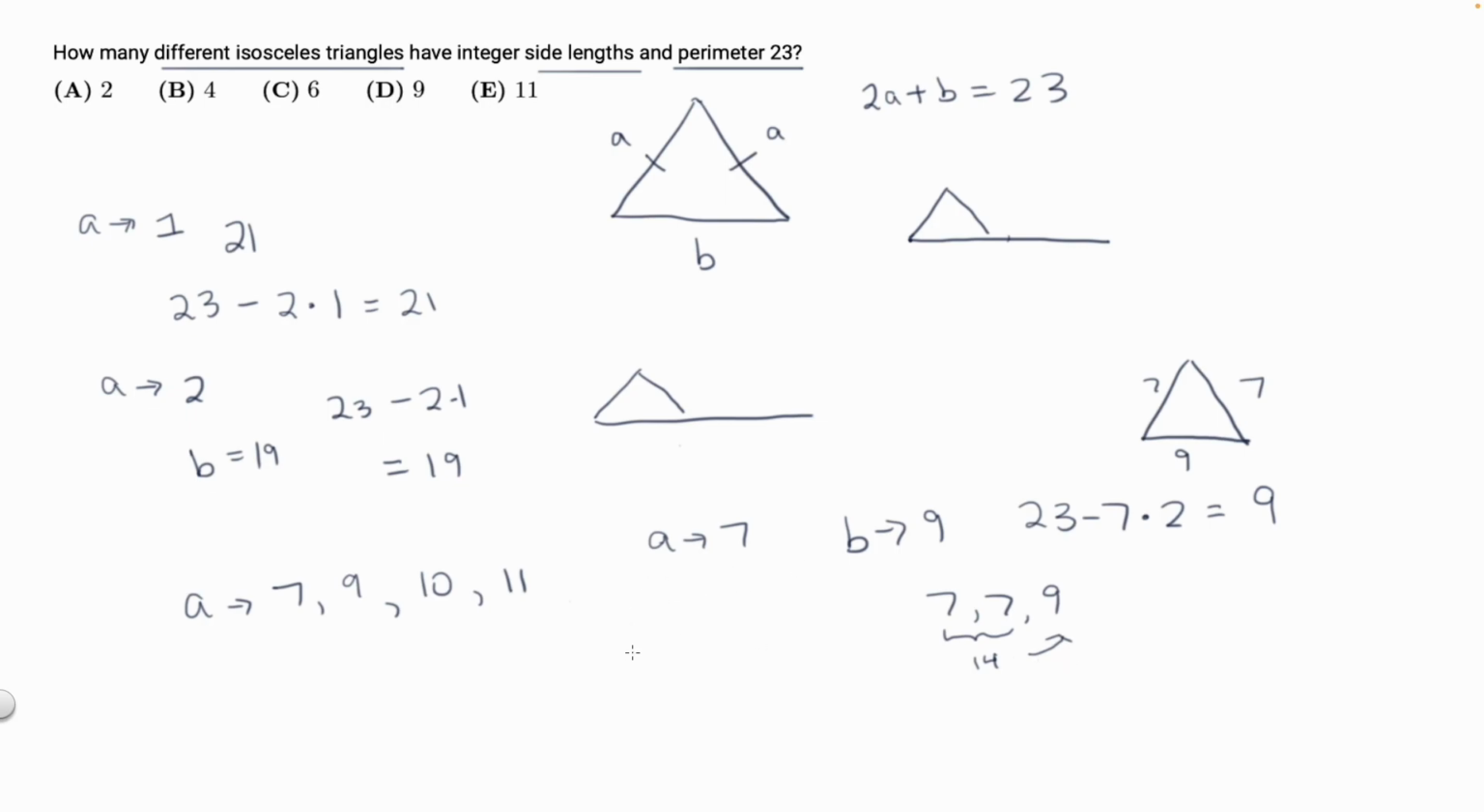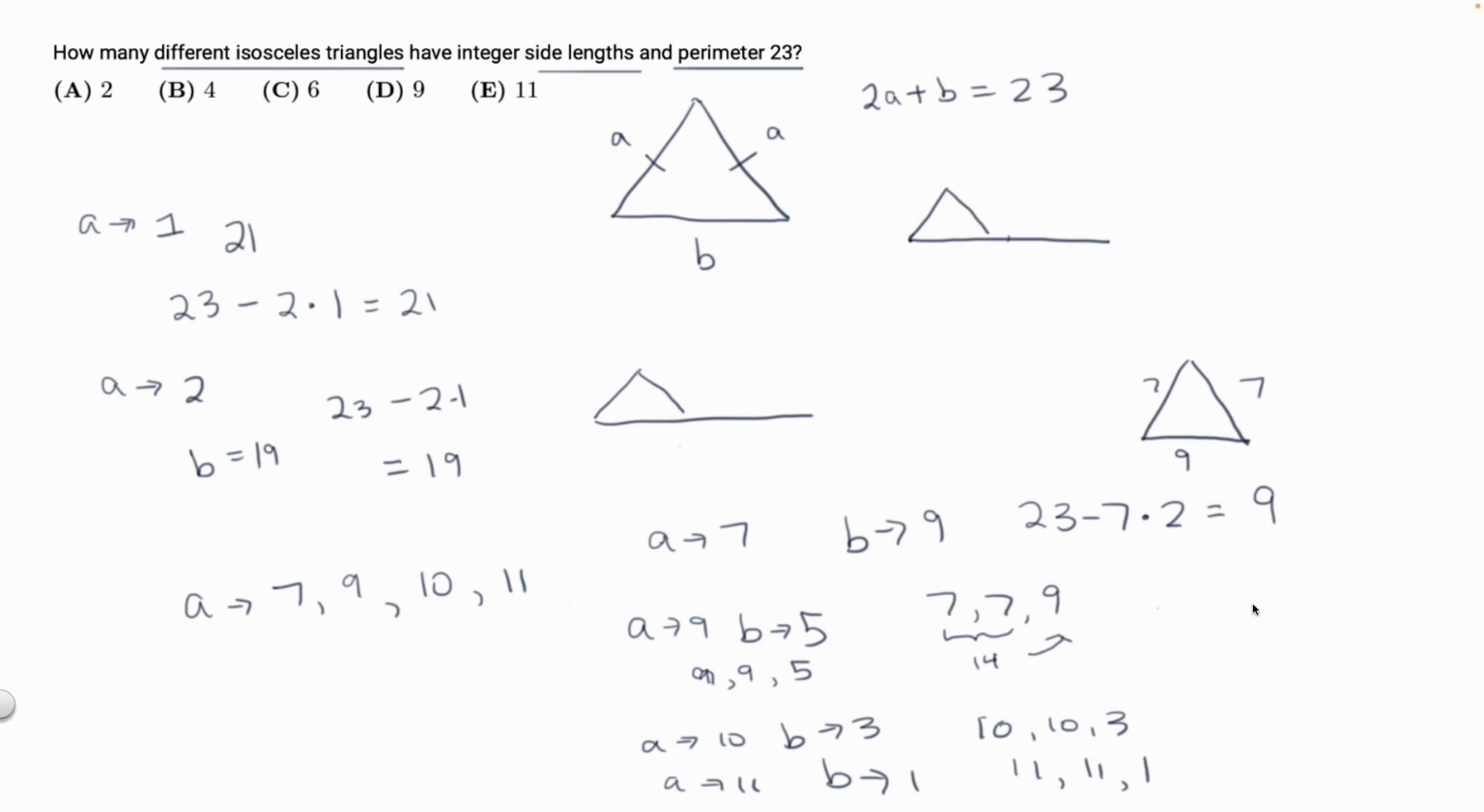That's called the triangle inequality theorem. Next, if A is 9, then B would have to be 5, using the same calculations we did over here. The triangle for this would be a 9, 9, 5 triangle. The third one, A is 10, B would be 3. We would have a 10, 10, 3 triangle. And lastly, we have A as 11, B as 1, and we would have a 11, 11, 1 triangle.